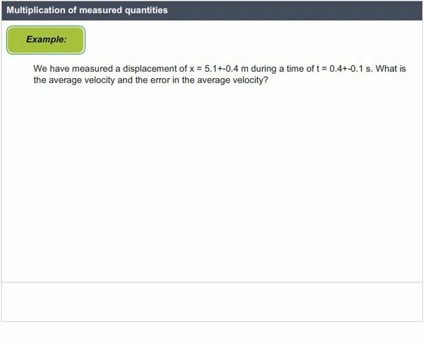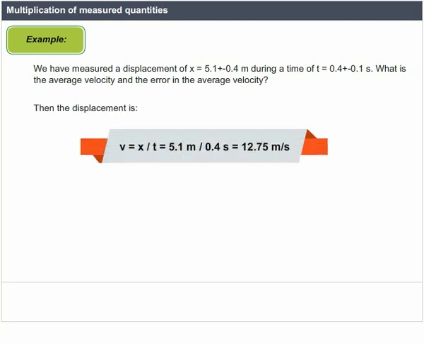What is the average velocity and the error in the average velocity? Then the velocity is v equals x divided by t equals 5.1 m divided by 0.4 s equals 12.75 meters per second.